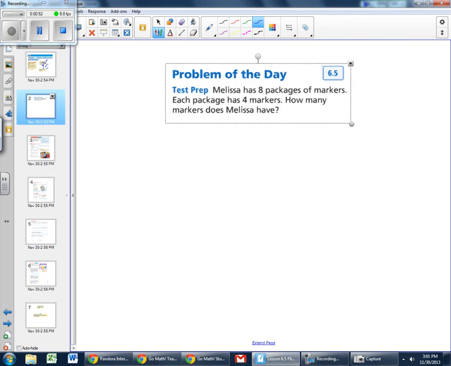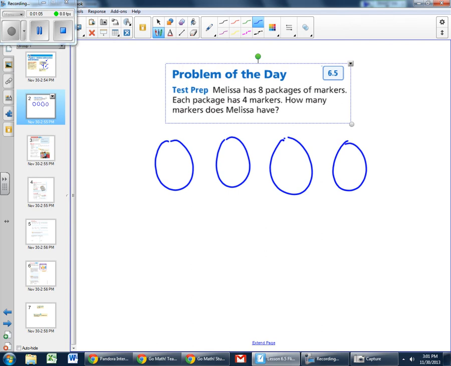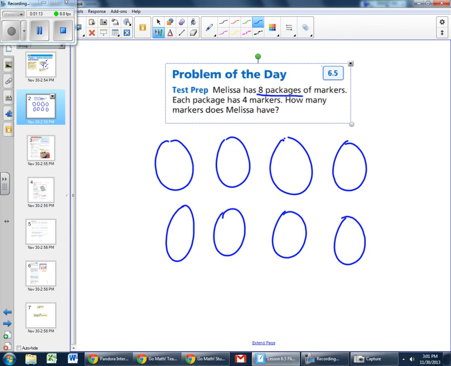Looking at our problem of the day, Melissa has 8 packages of markers. Each package has 4 markers. How many markers does Melissa have? So you're going to start with 8 packages. So 8 groups. Those are 8 packages. 4 in each group. 1, 2, 3, 4.